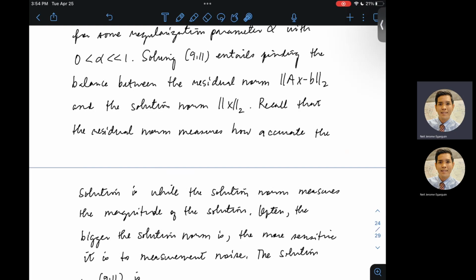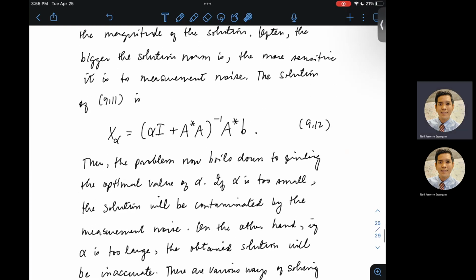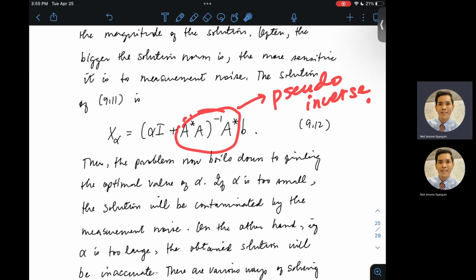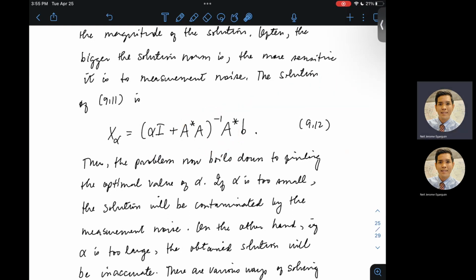And then for those million alphas, what you will do is compute this guy. This looks familiar because essentially, oh, sorry, this guy is our pseudo inverse. That's a pseudo inverse solution. That's the least square solution. But the Tikhonov regularized solution incorporates a perturbation of the diagonal.